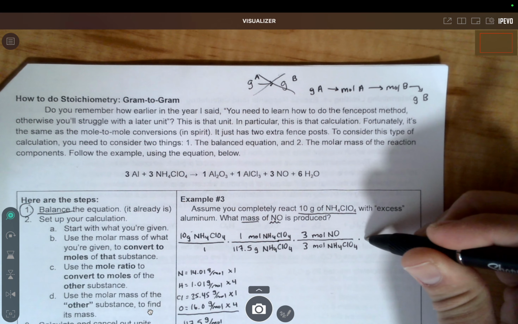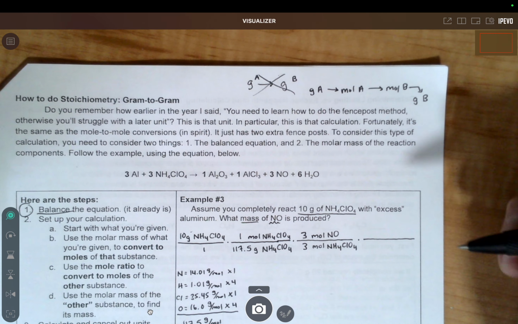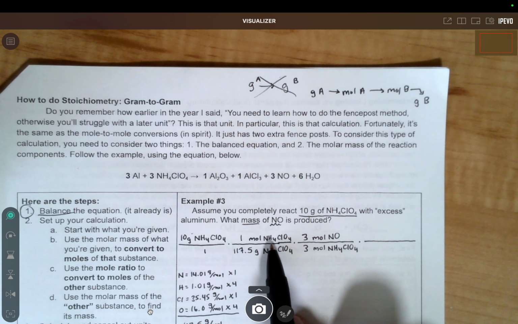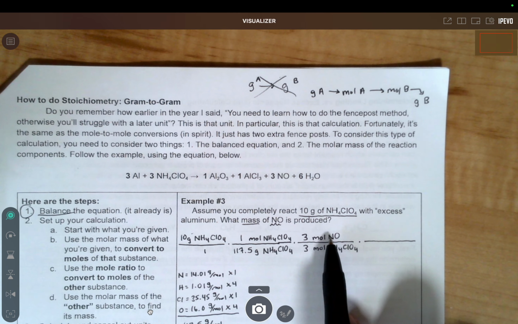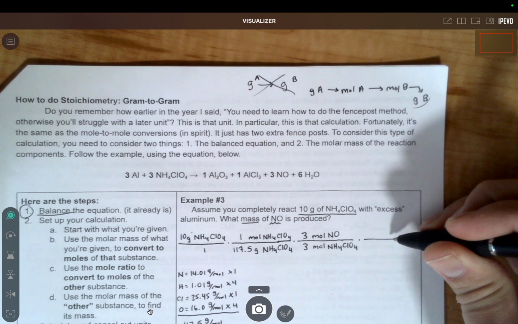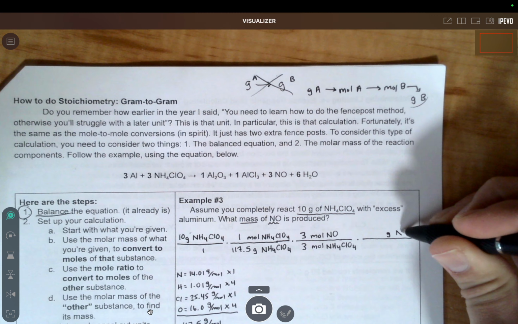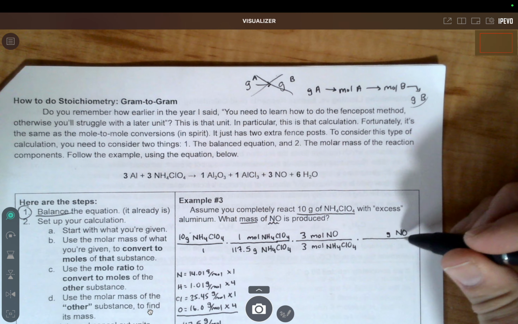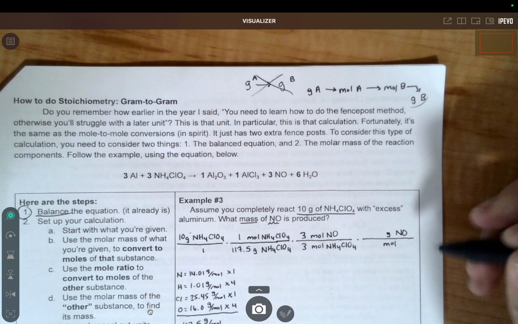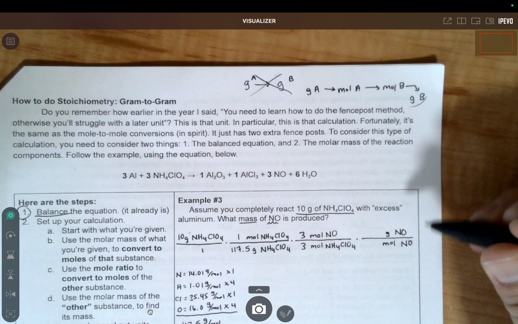How neat is that? And my final term, if I started with grams of A, converted to moles of A, and then converted to moles of B, I'm going to end with grams of B. So my ending term here will be grams of NO, and thus I can follow my units. Moles of NO are here. They have to be the denominator of the next term as well.